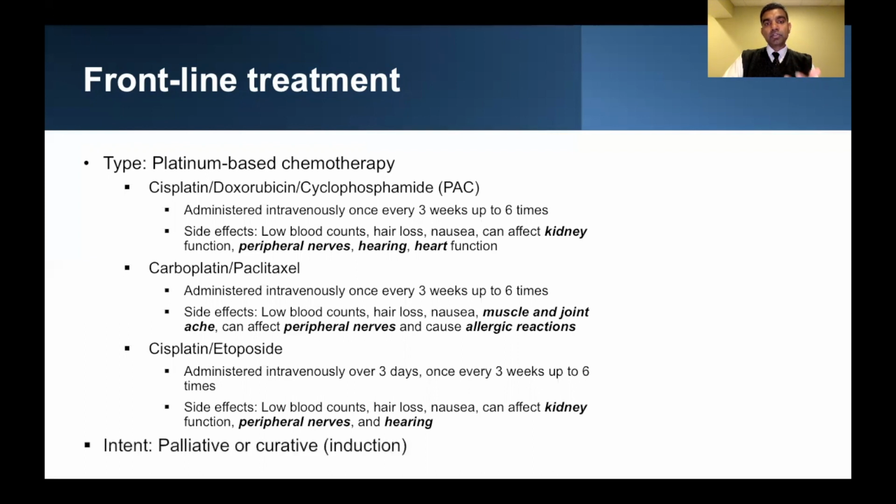Now, these treatments can be delivered with palliative intent. And again, remember, the word means tumor-directed therapy in this circumstance, which is used to improve quality of life, decrease tumor burden, and improve survival.